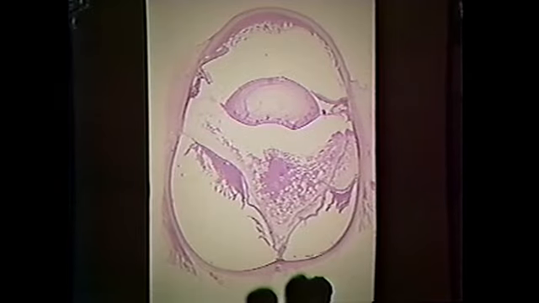Here we see another canine globe. This is an example of ocular blastomycosis. We see inflammation of the vitreous body, which is called a hyalitis. So we have a granulomatous hyalitis present, and you can find the organisms there within the vitreous.